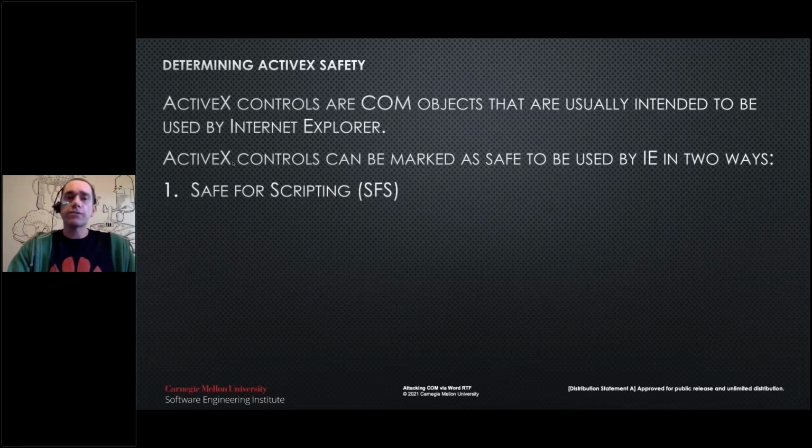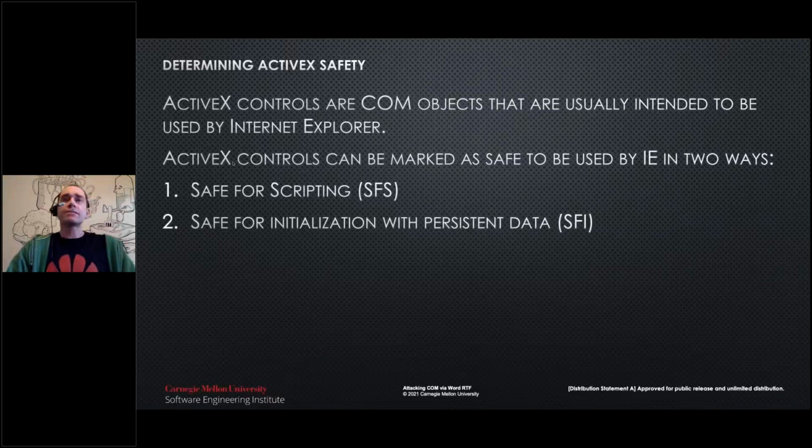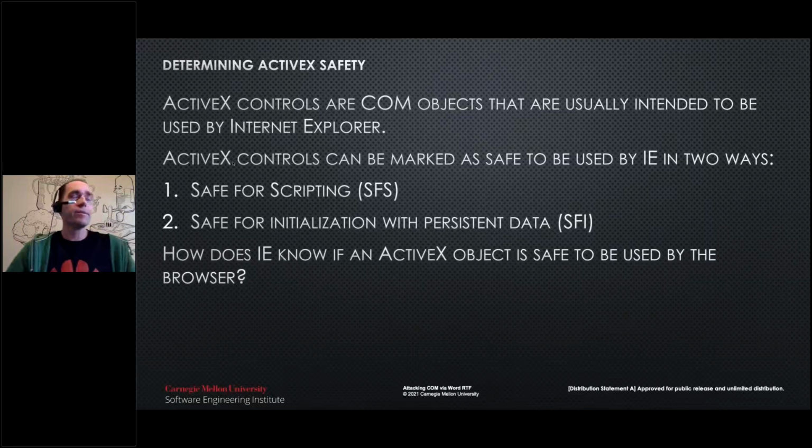And these objects can be marked safe to be used by Internet Explorer in one of two ways. You can have a control that is safe for scripting, which means that just like with that prior example where I showed the crash, I got a property and I gave it a really long string and it crashed in a very fun way. Safe for initialization with persistent data is vaguely similar in that it's a little bit less interactive, but you can still provide data to that ActiveX control. Now, think about this for a second.